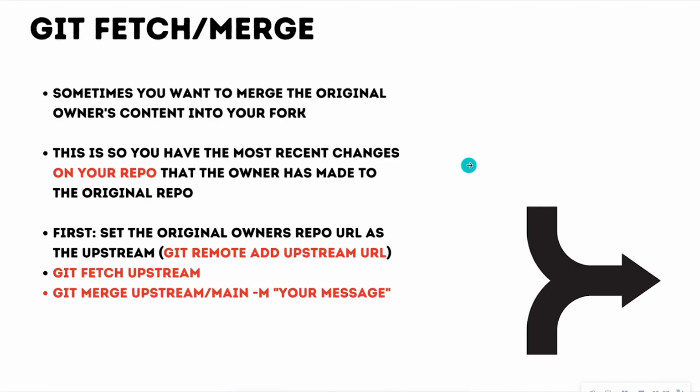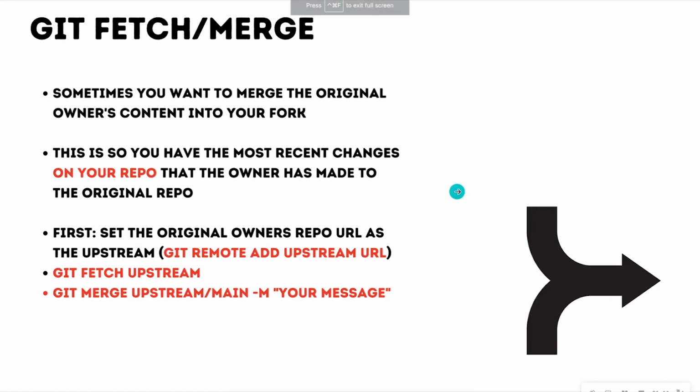So sometimes you want to merge the original owner's content into your fork. So for instance, you made a fork, the original repo owner has updated that repo 2 or 3 times this week, and you want to make sure that your fork on your account has those updates, okay? So we're going to actually go through how to fetch those changes that the owner is making in the original file, and then in turn, updating our own fork, okay?